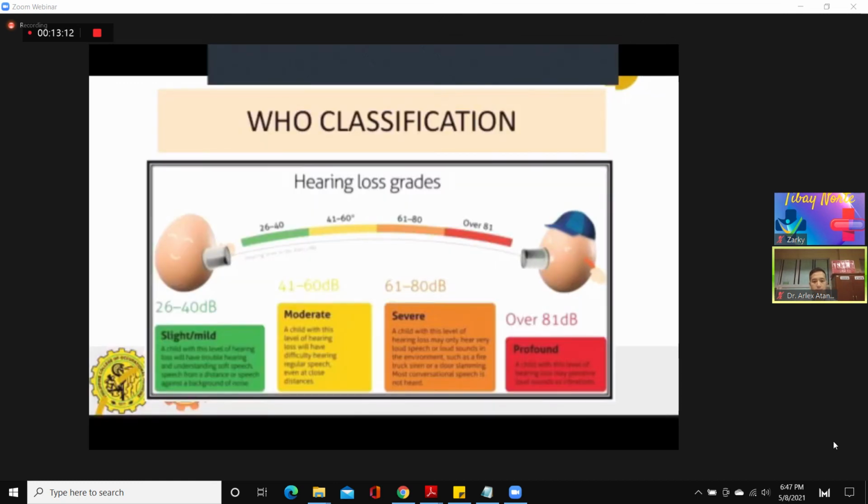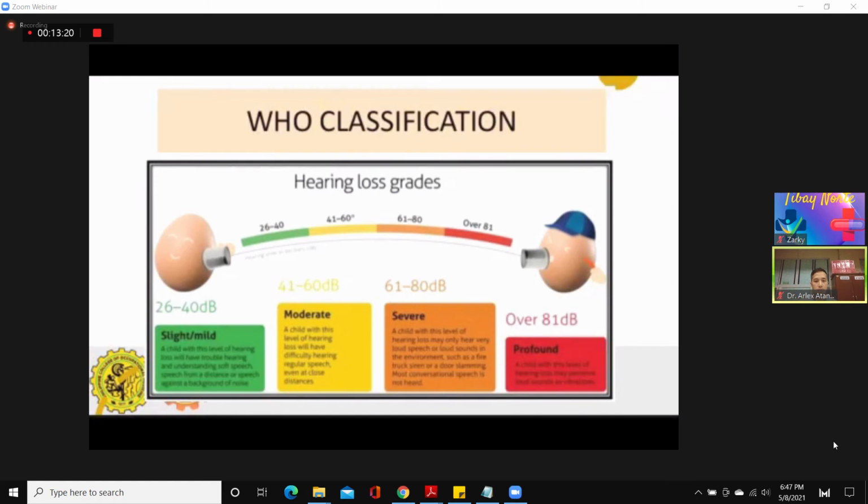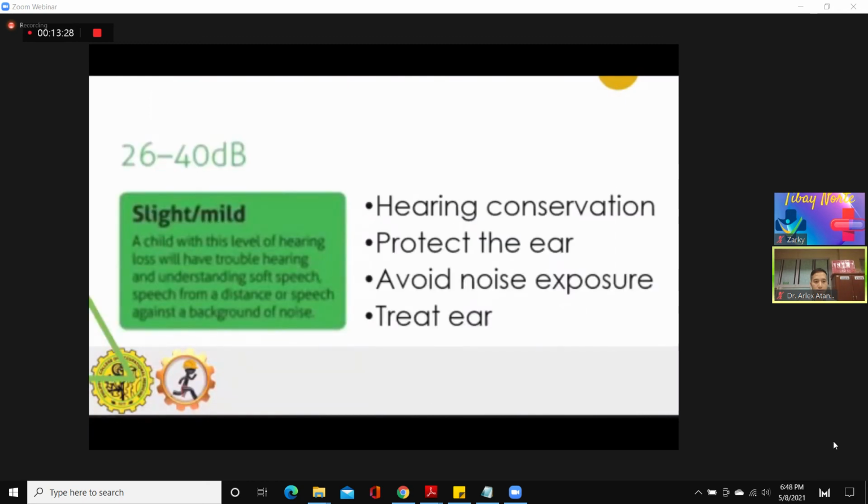As an example, if I got a test result of 26 decibels for the right ear, I would state it as: based on the WHO classification, a test result of 26 decibels for the right ear indicates mild hearing loss. For mild hearing loss, we advise the following: hearing conservation by protecting the ear and avoiding noise exposure. If there is an ongoing infection, treat the ear.